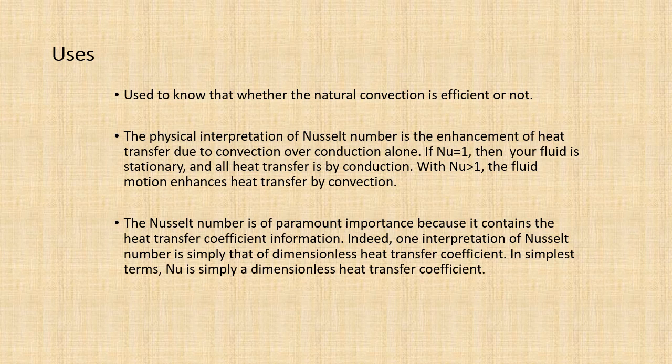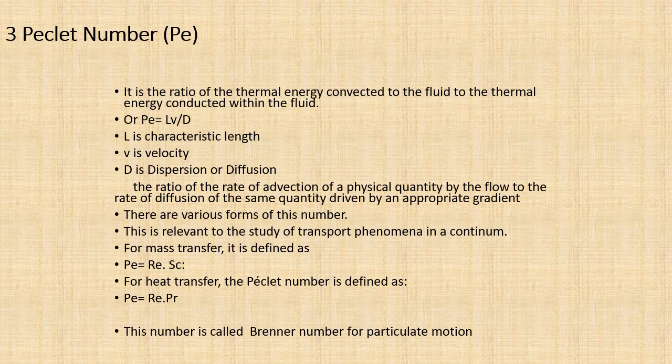When we have a Nusselt number greater than 1, the fluid motion is enhanced by convection. The Nusselt number is of very much importance because it contains the heat transfer coefficient information. Sometimes it is also called the dimensionless number for heat transfer coefficient. So it is also one of the very important dimensionless numbers for engineers. The third number is Peclet number.